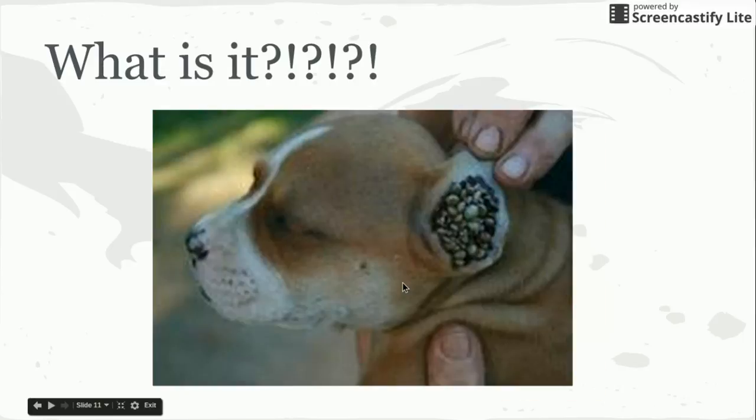And then last but not least, you'll see this dog who in his ear has a plethora of ticks. So this is an example of parasitism. The ticks feed off the blood and harm the dog. And in this dog's case, is blocking his hearing. So this is an example of parasitism.